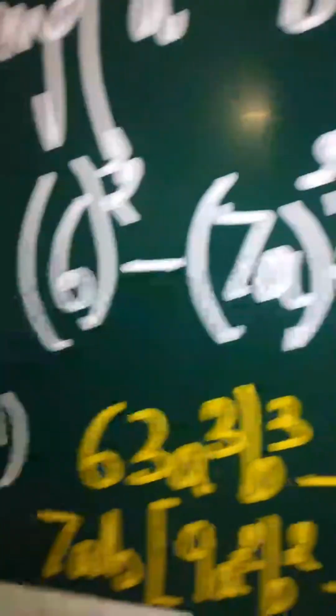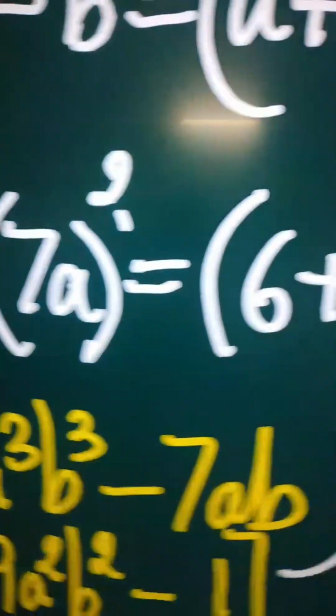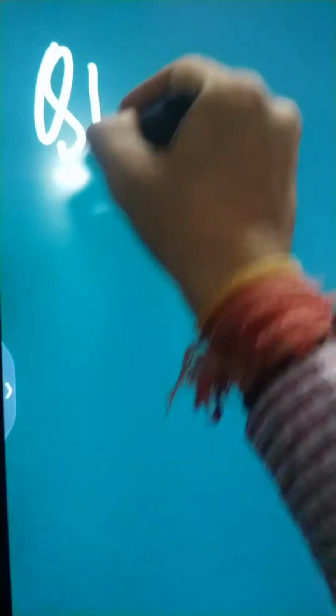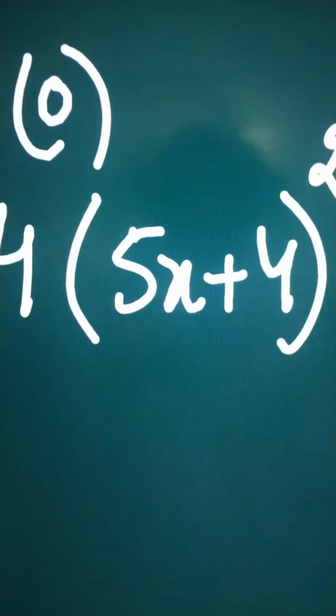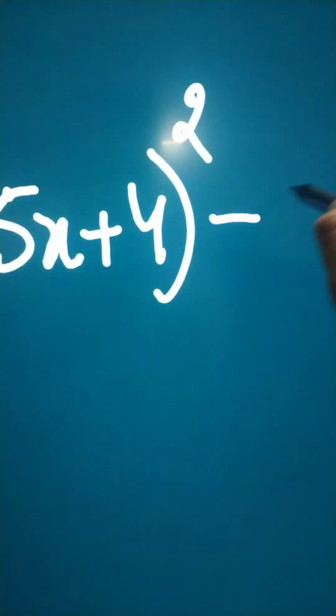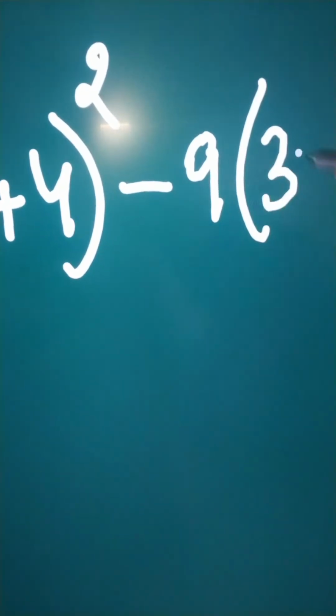Okay. This was question number M. Now let's do O part. All the explanations of the questions are there for you. You can check them. Now this question is 4 bracket. Now this is different. 5x plus 4 whole square and minus 9 into 3x plus 2 whole square.